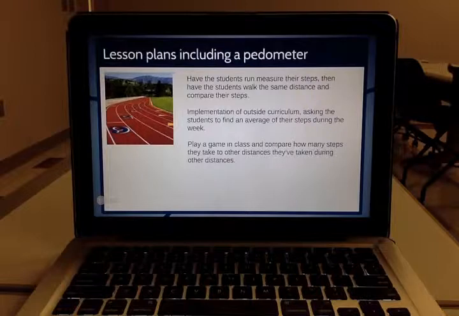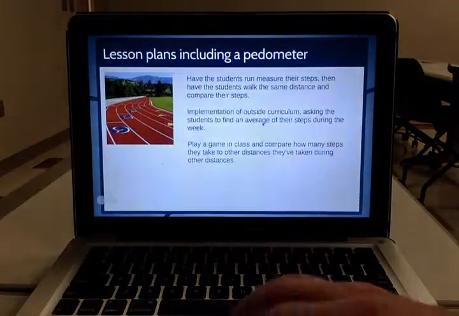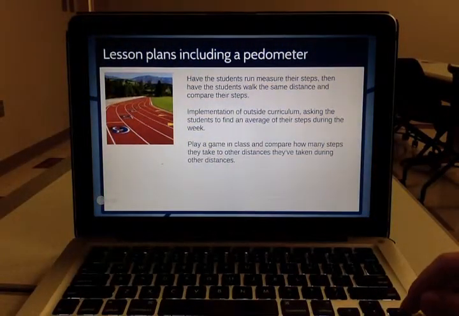Implementation outside of the curriculum, you could ask students to find an average of steps during the week. So have them wear it outside of class, throughout school, and then measure up how many they had total, and then average that out, to include some math. You could play a game in class and have them wear the pedometer, and then see how many steps they take during the activity.